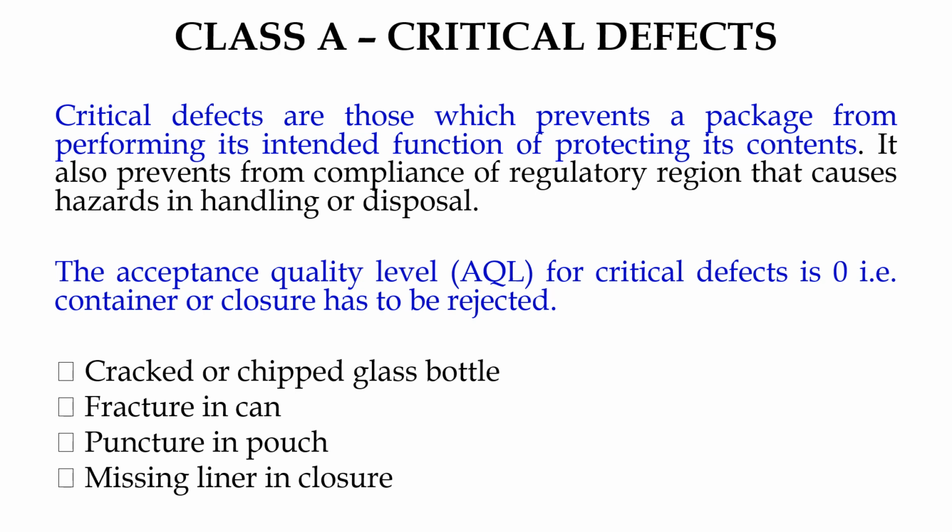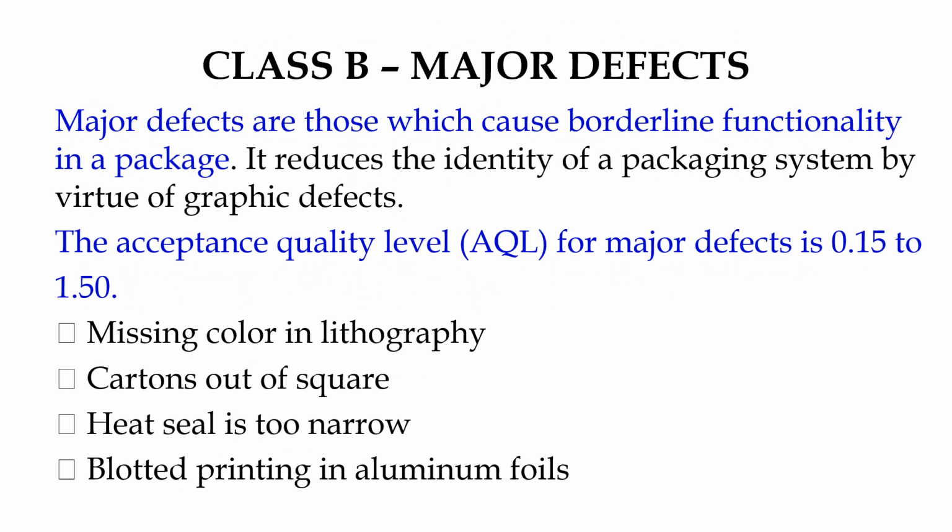So you can understand the significance of the class A defects. Class A defects are not at all acceptable since they have an acceptance quality level of 0. So they need to be rejected at any time point. Examples of class A defects are cracked glass bottles, fractures in the can, puncture in the pouch, or missing liner in the closure. These defects are not at all acceptable and they need to be rejected at the same time point.